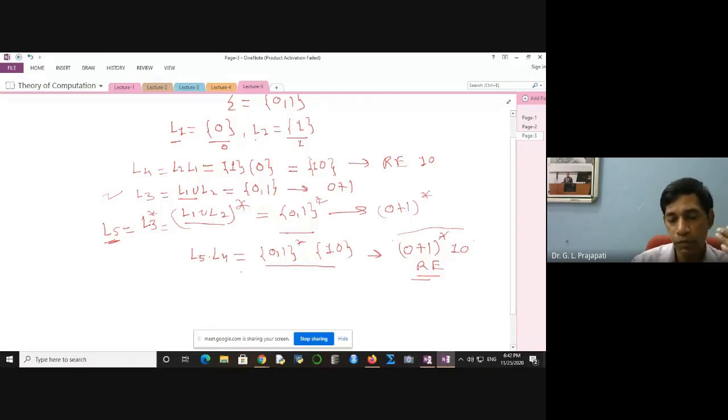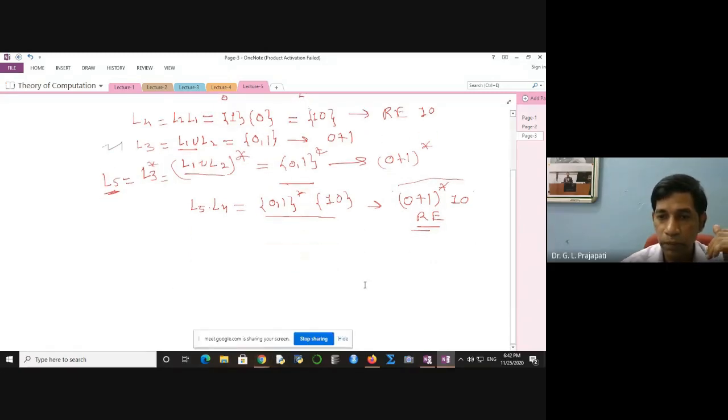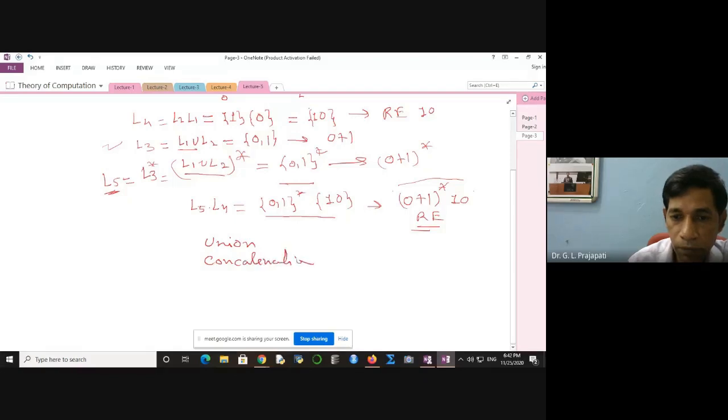So by making only three operations, we have the union operation, concatenation, and the Kleene star. By making all these operations, starting from the basic regular expressions, you can make complex regular expressions, and starting from the basic regular languages, you can obtain complex regular languages.